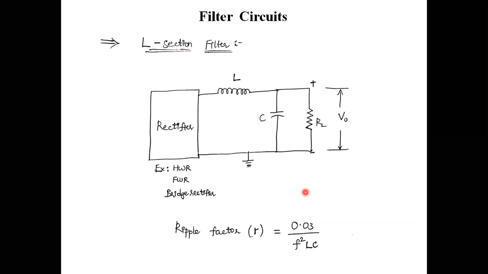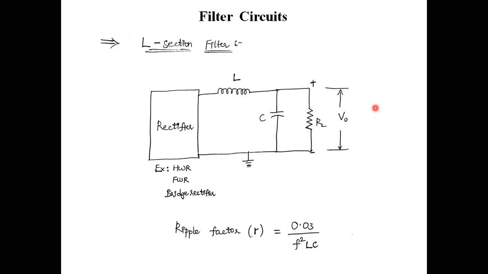Next one, this is the L section filter. In this L section filter, across this rectifier block, we may use a half wave rectifier, full wave rectifier, or bridge rectifier. For this one, we are going to place some inductance L and capacitance C, and load resistance RL is also attached, and those components are grounded here. Across the load resistance RL, we are going to deduce some output voltage here.